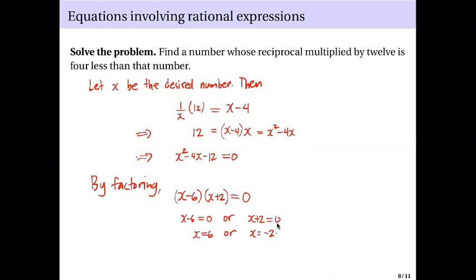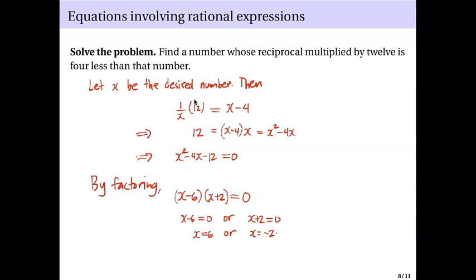Okay? And then you can check. If you get the reciprocal of this multiplied by 12, that becomes 2. And 2 is 4 less than 6. Correct? So you can check that. Similarly for this, x equals negative 2. The reciprocal is negative 1/2.